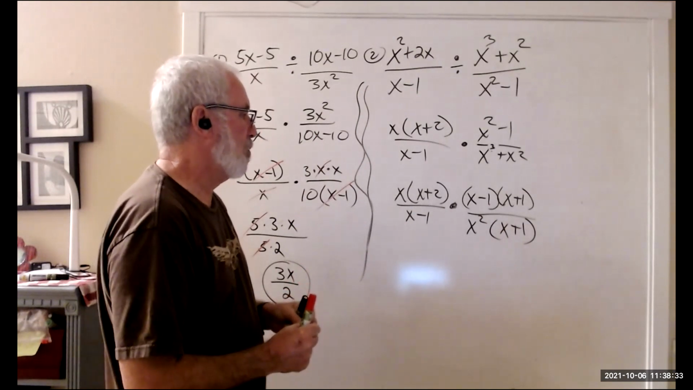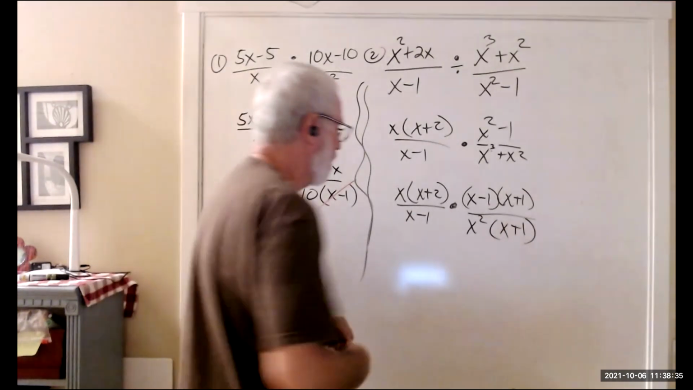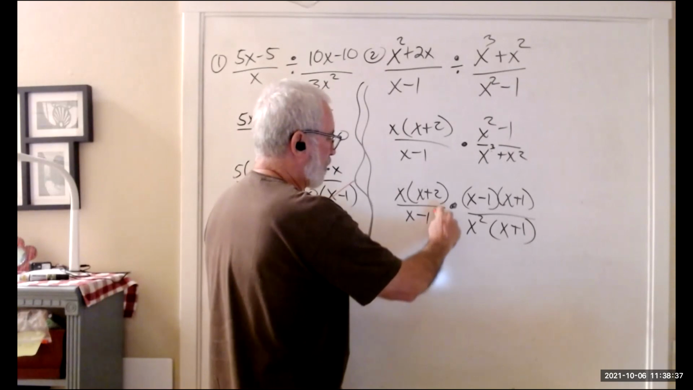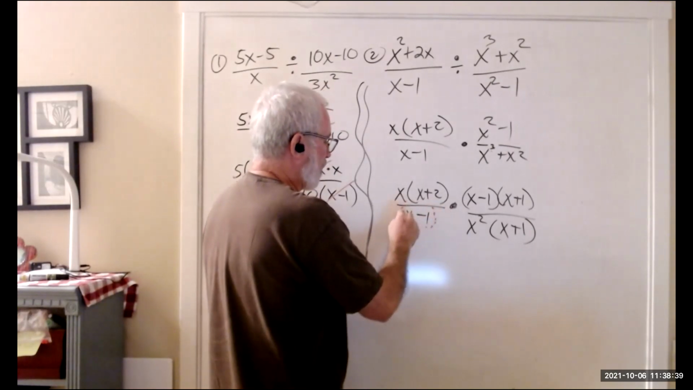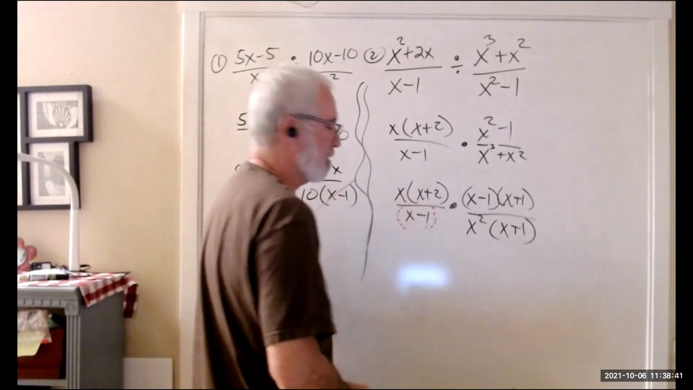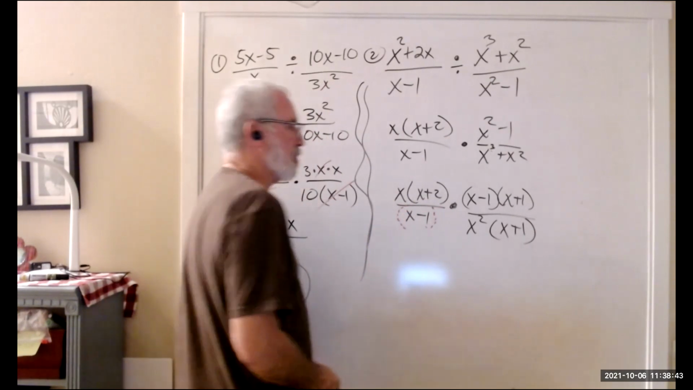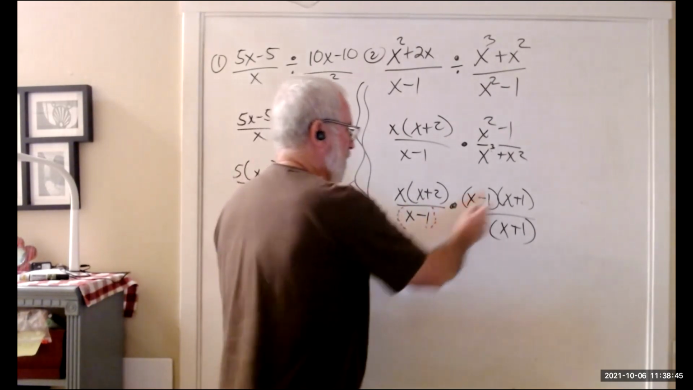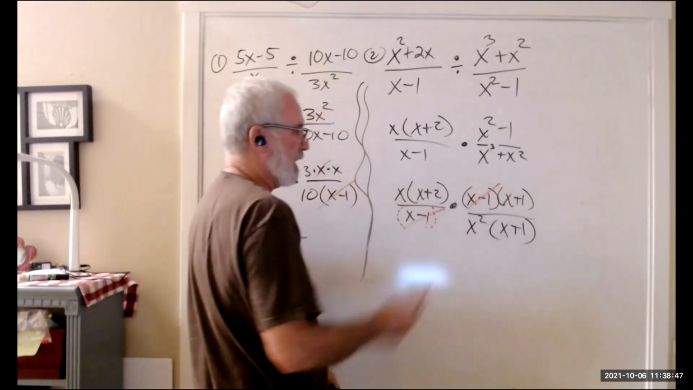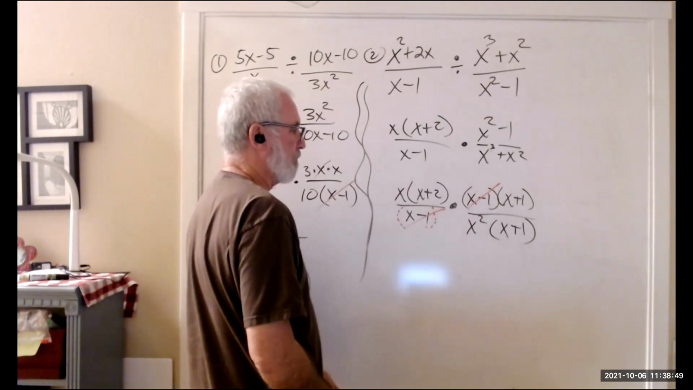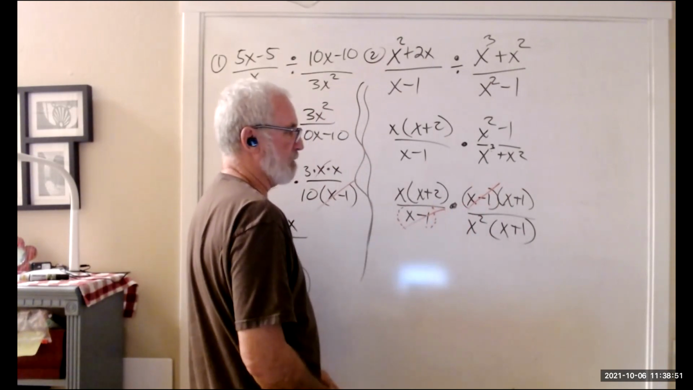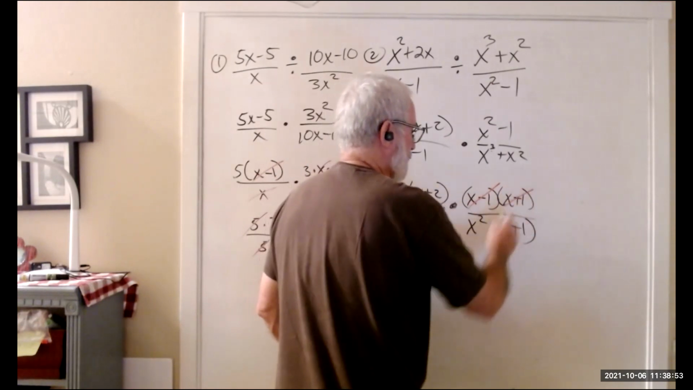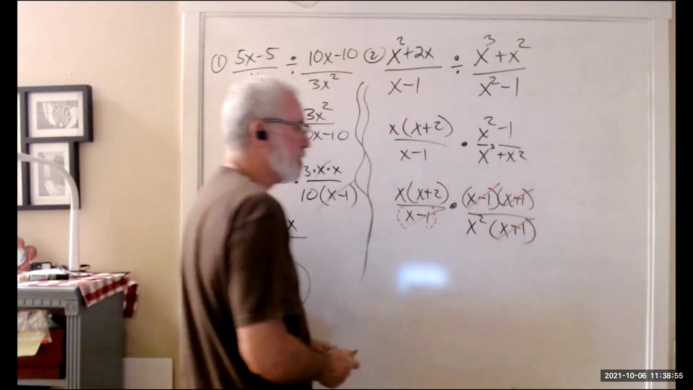Okay, so who cancels? Well, for example, remember this x minus 1 has an invisible parenthesis around it. So this x minus 1 and this x minus 1 cancel out. Who else cancels out? Well, an x plus 1 and an x plus 1. Those cancel out.